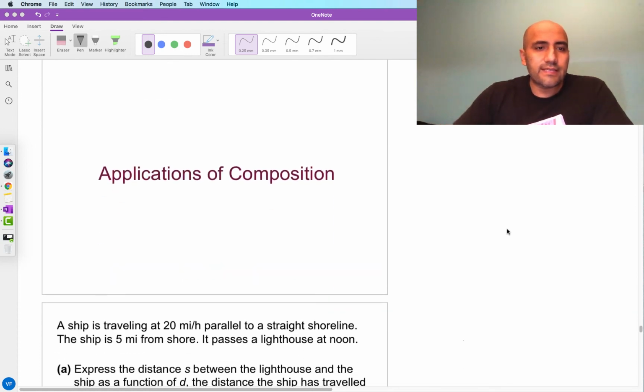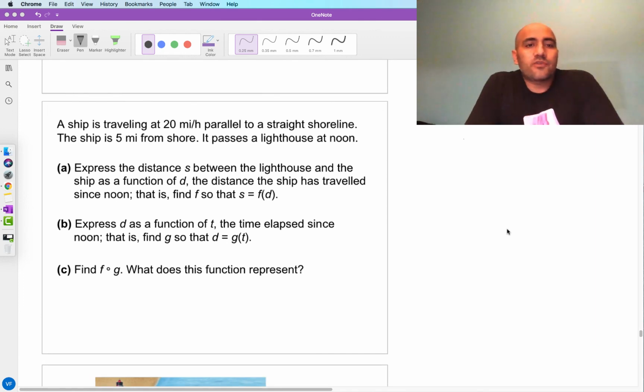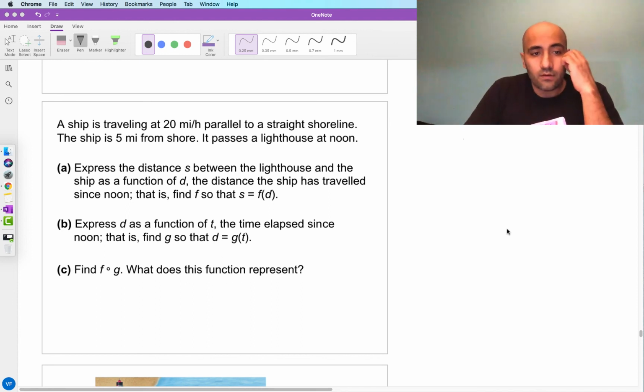All right, now let's look at an example with an application, so applications of compositions. A ship is traveling at 20 miles per hour parallel to a straight shoreline. The ship is 5 miles from shore. It passes a lighthouse at noon. A. Express the distance s between the lighthouse and the ship as a function of d, the distance the ship has traveled since noon. That is, find f so that s equals f of d.